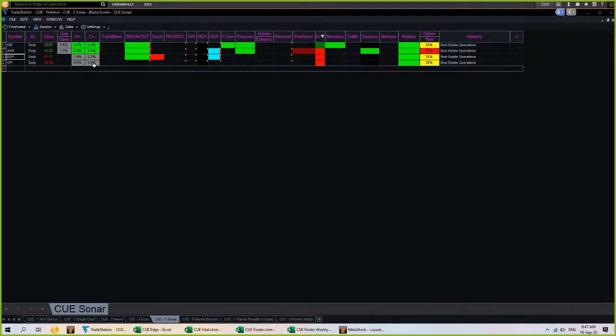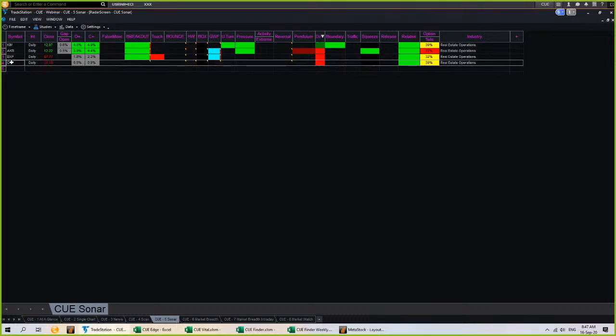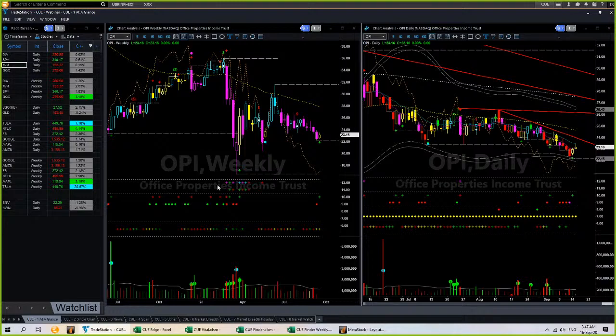OPI didn't go up so much, that's why the color is not in green, but it still went up. Let's look at the stock OPI. Office properties. Not viable right now because it has memory resistance. It is in a clear downtrend.